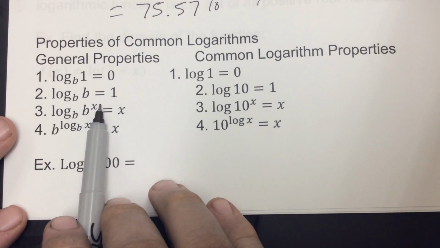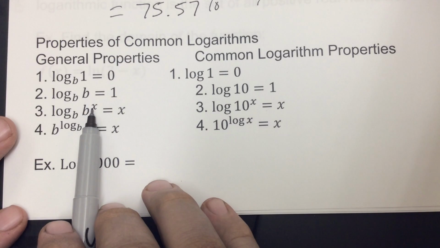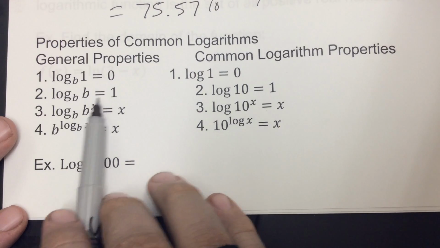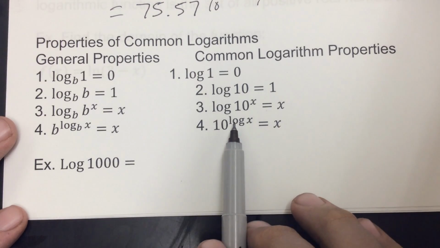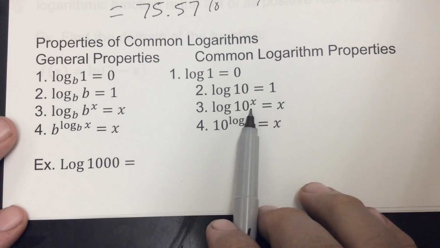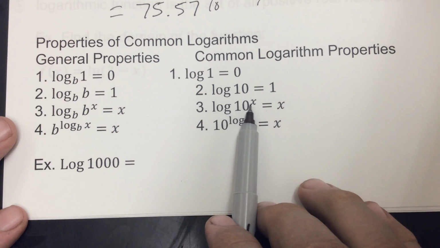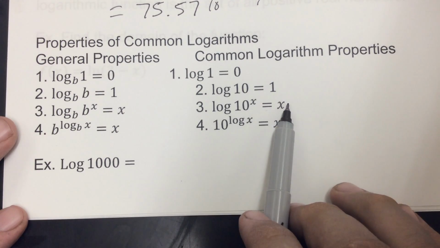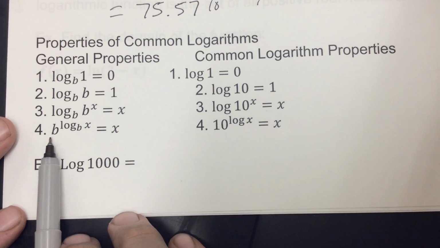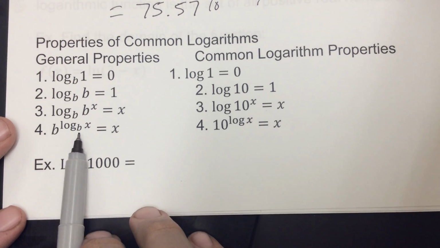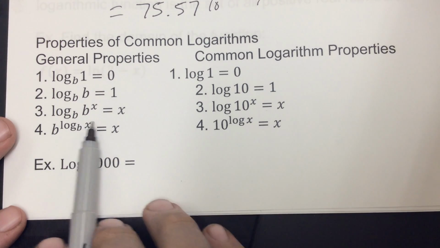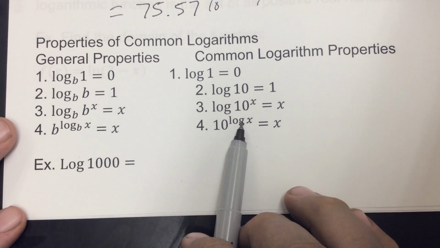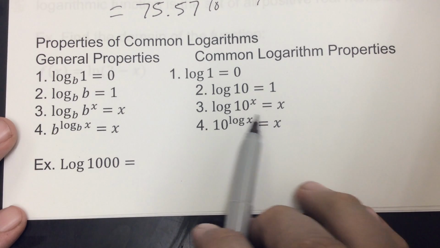Log base b of b raised to the x. So if we're looking for a number here and it is a base raised to a number, if it's the same base as what we've got here, it's just going to be that exponent. Same thing here. We're log base 10, so if it's 10 raised to a certain power, the log and the 10 for all practical purposes cancel out and you're just left with that exponent of x. Same thing here. If we have our base raised to the log base b, the same base in the log, it's just going to be whatever that number is on the back side. Same thing with log base 10. If it's 10 raised to the log base 10 of x, it's just going to be x.